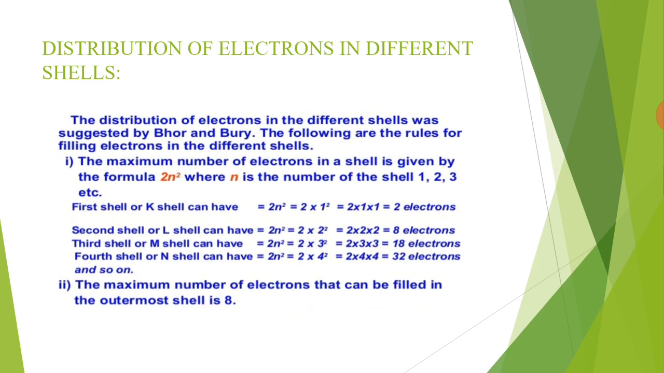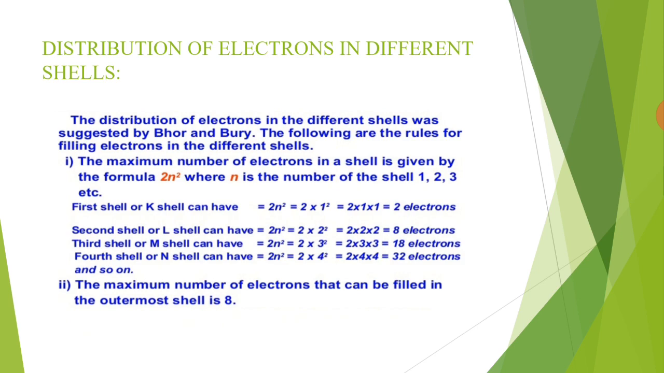Now the distribution of electrons in different shells. The distribution of electrons in the different shells was suggested by Bohr and Bury. The following are the rules for filling electrons in the different shells. Number 1: the maximum number of electrons in a shell is given by the formula 2n square, where n is the number of the shell 1, 2, 3, etc. When we put n equals 1 for the first shell in the formula 2n square, we get the answer 2. So, first shell or K shell can have 2 electrons.